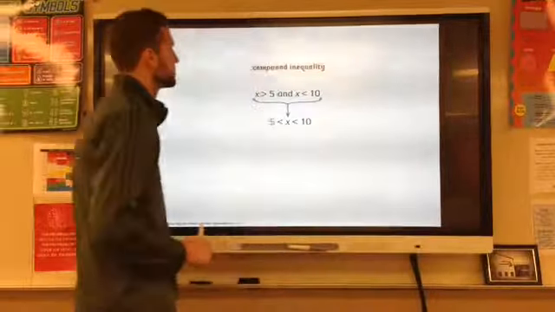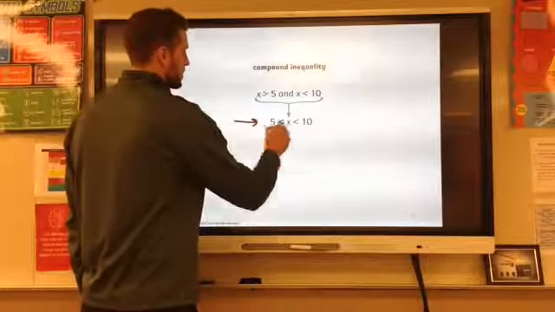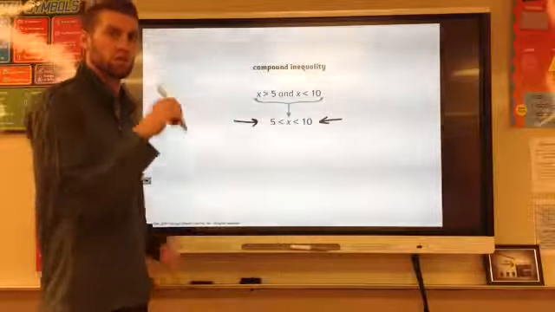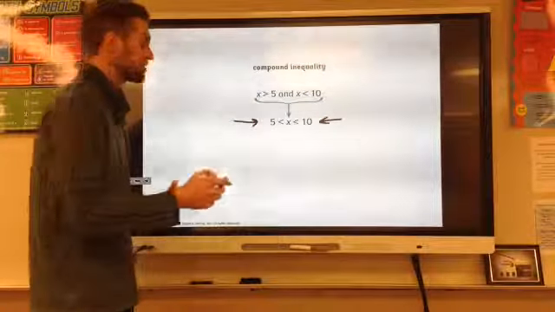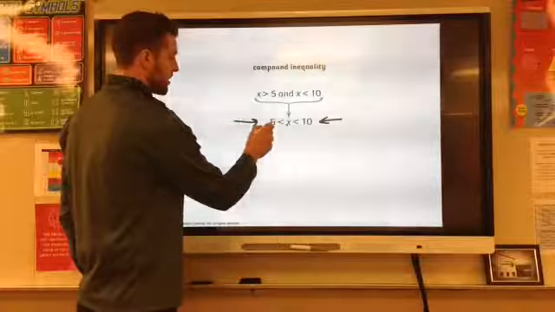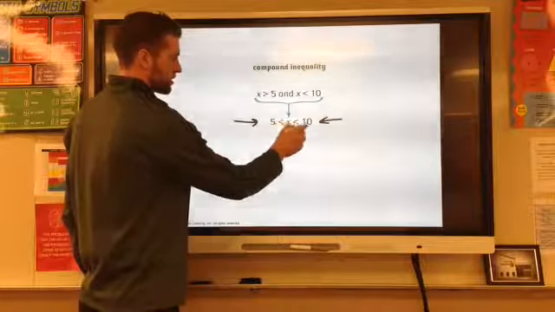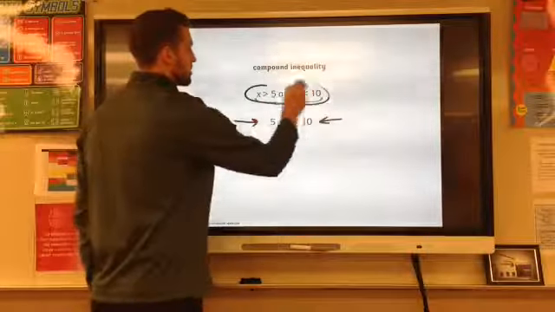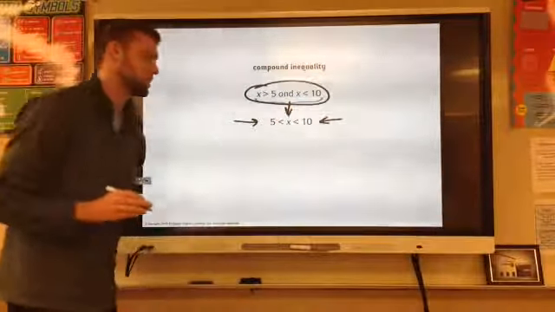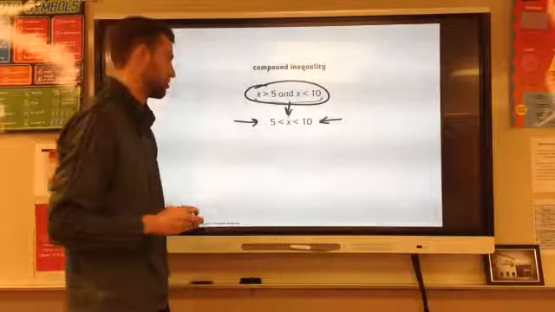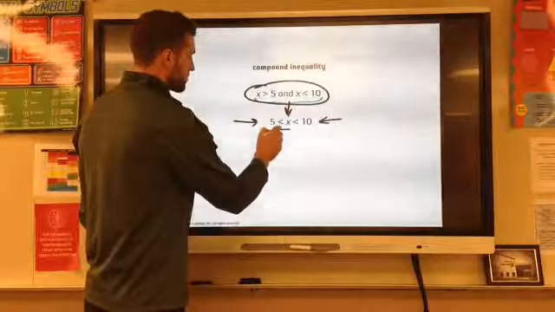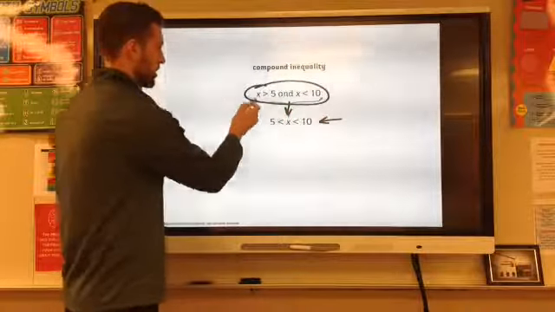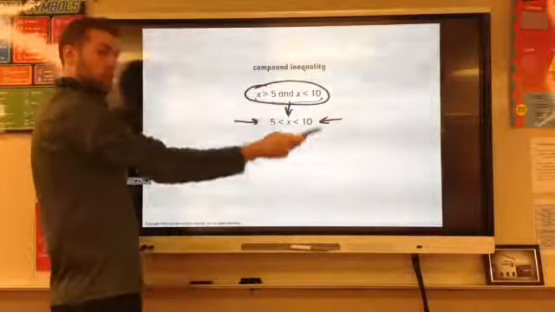We can write it in this notation. And this is very, very easy to read. Okay? We start in the middle and we just say both sides. So, x is greater than 5, x is less than 10. Alright? So we need to be able to write from this to this efficiently when we're talking compound inequalities. Okay? So x is greater than 5 and x is less than 10 is how we read that. Which is the same thing.